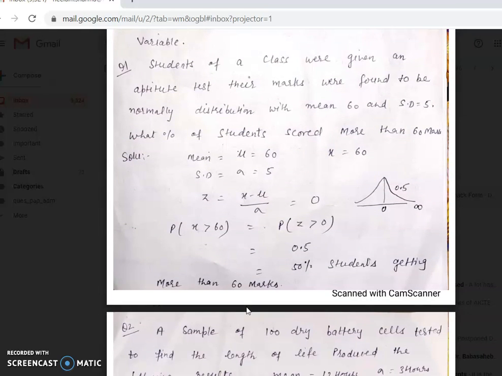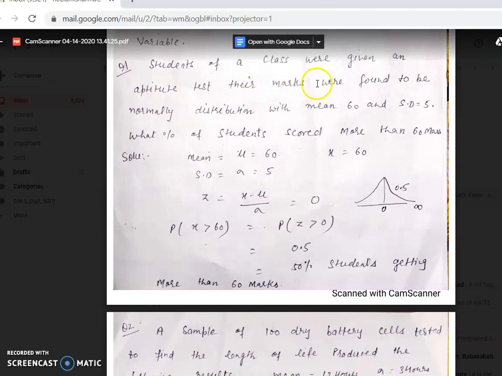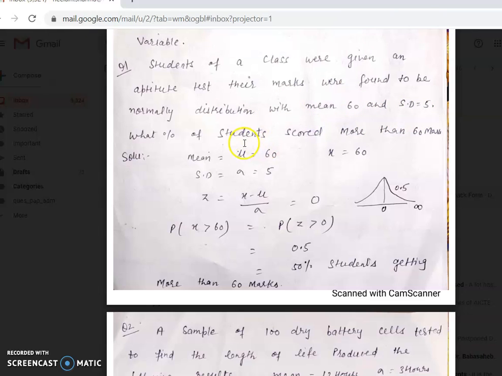Now this is the first example based on the normal distribution. Students of a class were given an aptitude test. Their marks were found to be normally distributed with mean 60 and standard deviation 5. What percentage of students score more than 60 marks? Here the mean is 60 and the standard deviation is 5, and we know z equals (x minus mu) upon sigma. The value of x is 60. Now substitute all these values in this formula, then z equals 0.